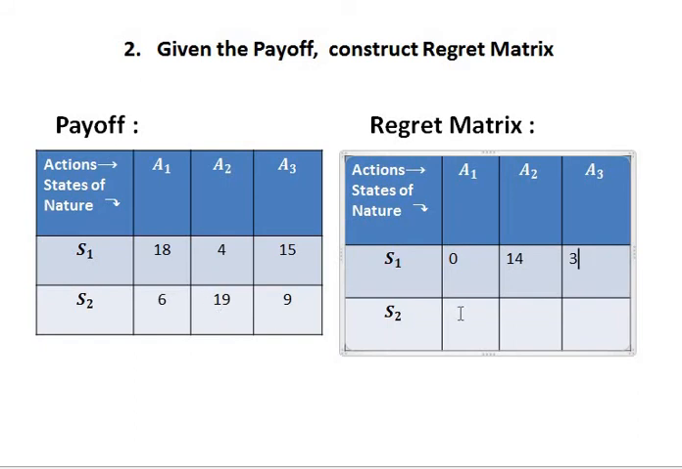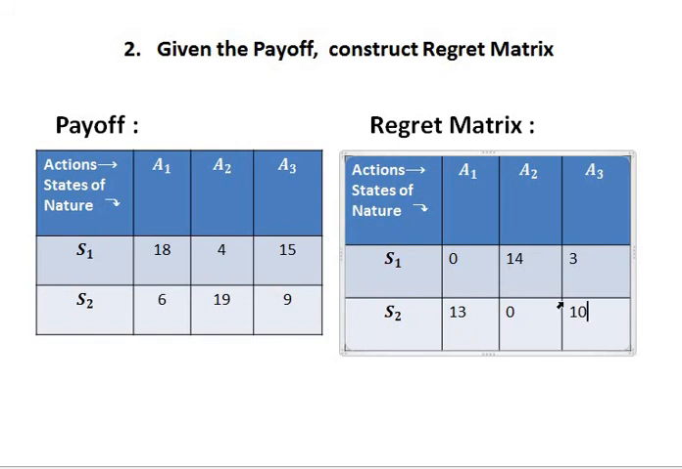So come to this here now. Here 19 is the maximum. So 19 minus 6, what will be your answer? 13 will be the regret value. In the next case, 19 minus 19, what will be the regret value? Regret value will be 0. And in the third, what will be the regret value? 19 minus 9, that is 10 is the regret value. So now these are the regret values which we have filled in the regret table.